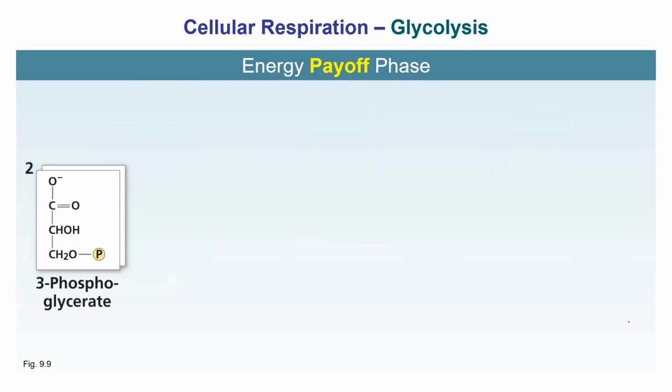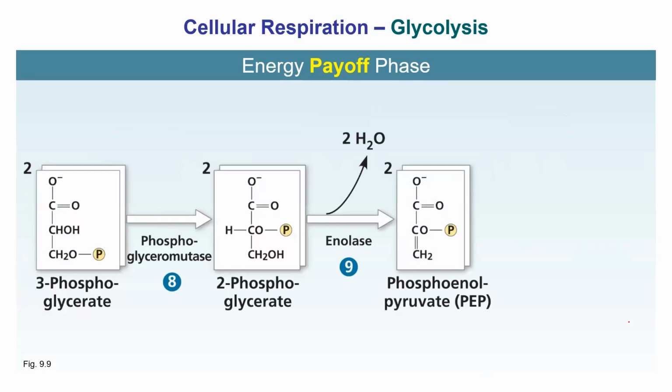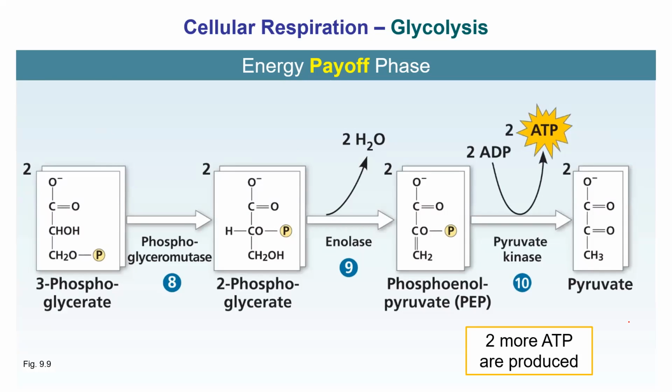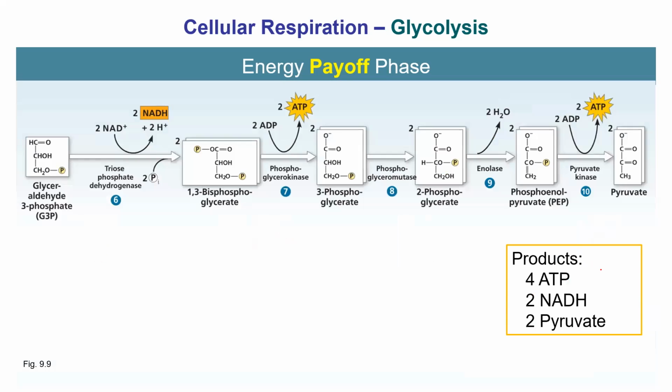So moving on, this 3-phosphoglycerate mutates, so atoms get rearranged. We lose a water molecule, nothing we really care about for Biology 107. But the last step, we go from something called PEP, phosphoenol pyruvate, and that last phosphate gets detached, and we're making 2 more ATP. And in the end, we get pyruvate. So there's our compound pyruvate, and there is the energy payoff phase overall. So these are the products: 4 ATP, 2 NADH, 2 pyruvate. We're also making some water, but we don't care about water.